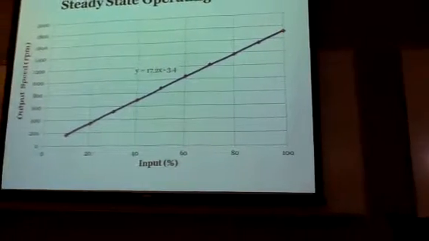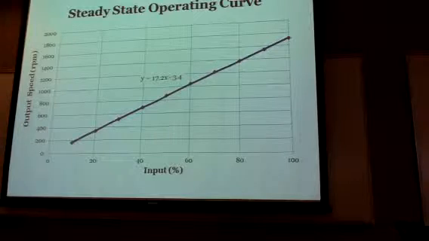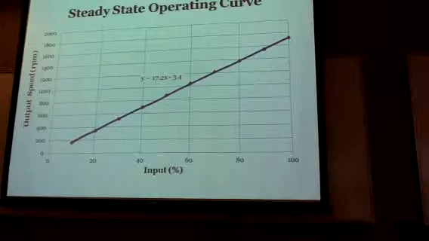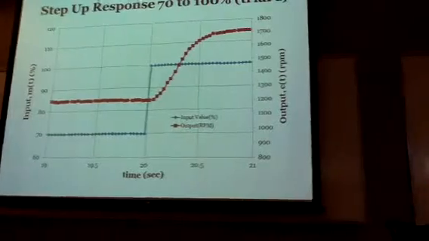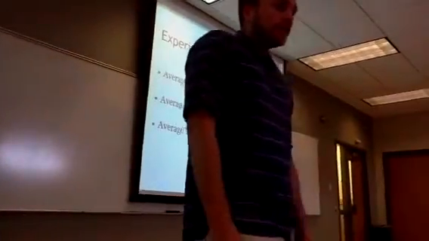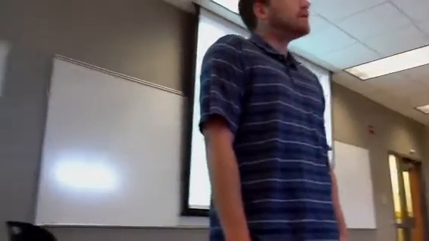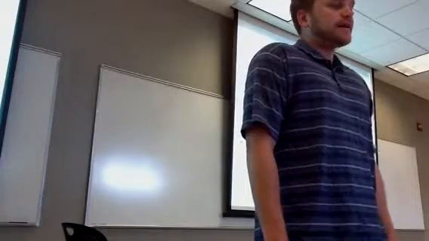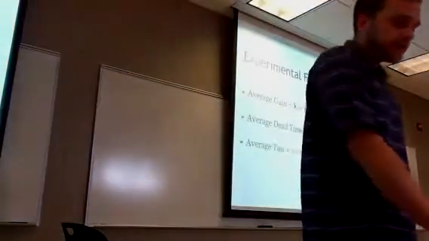Here's the steady state operating curve where we got that our controller gain is 17.2% RPM per percent. Here's the step-up response from 70 to 100%. And the step-up response gave us an average gain of 17.3 RPM per percent and an average dead time of 0.1 seconds with an average tau value of 0.3 seconds.